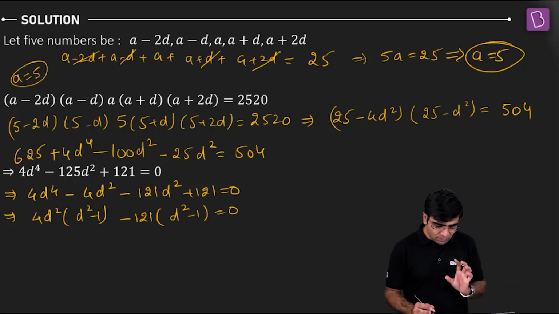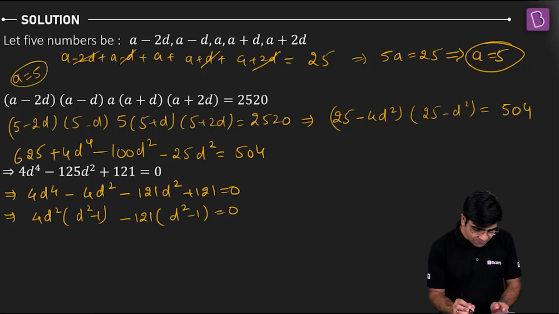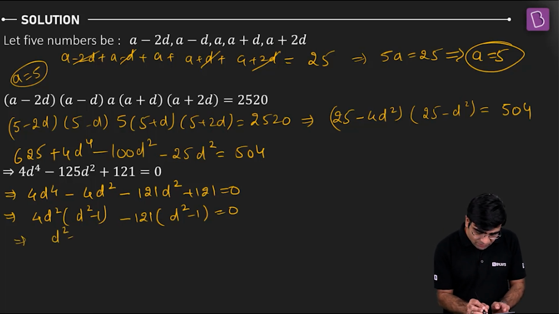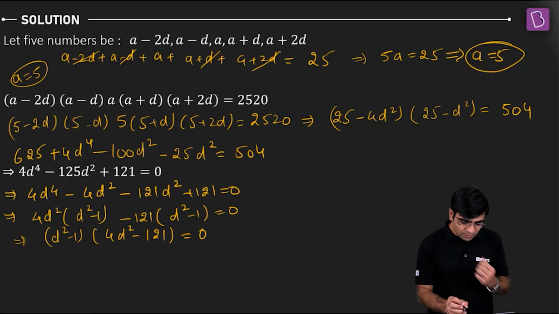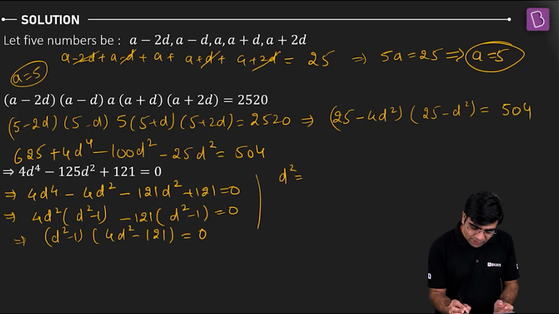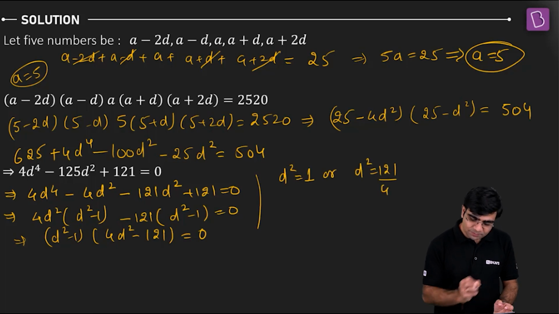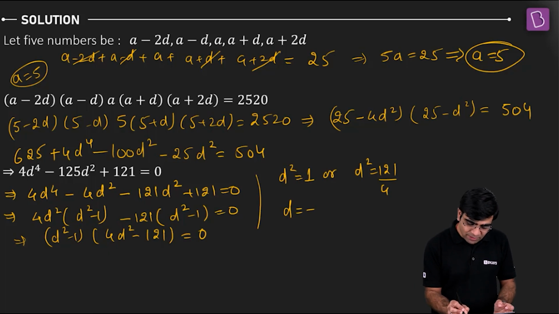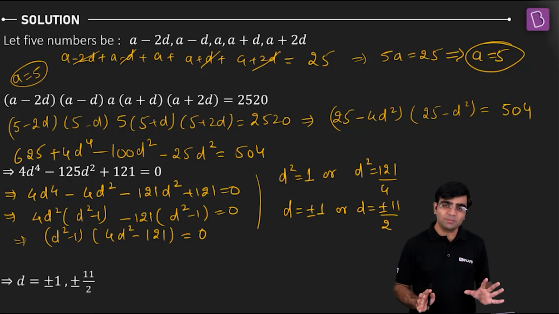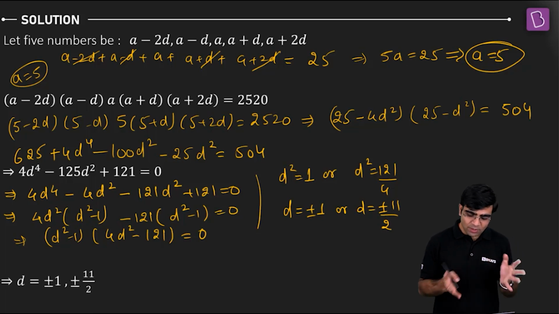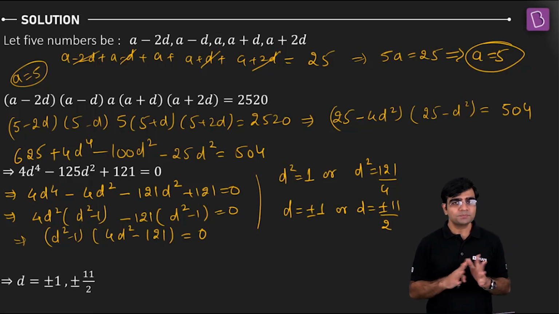Now, if you see the product here, what do I have? I can easily say that d square minus 1 into 4d square minus 121 is equal to 0. Okay, sorted. So from here, either d square equal to 1 or d square equal to 121 by 4. So when d square equal to 1, d will become plus minus 1, or d will become plus minus 11 by 2. Right? So d will become either plus minus 1 or plus minus 11 by 2. Perfect?